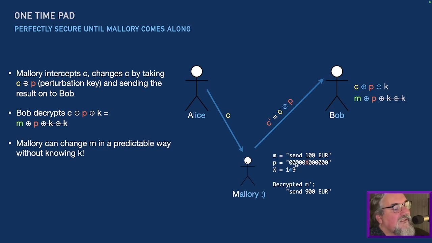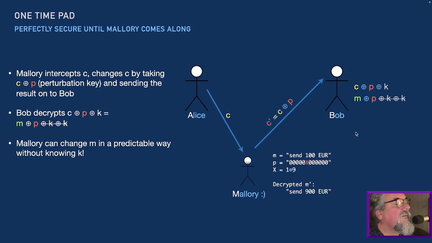Then Mallory can create a bit string with all zeros except in this position where there was a one. Here Mallory creates this perturbation key P. So the perturbation key is all zeros except at the position that Mallory wants to change. So X here, what should it be to be able to change it? Well, you can see the math over here, but you can also intuitively imagine: if the X is ASCII 1 XOR ASCII 9, what happens? You get ASCII 1 XOR ASCII 1 XOR ASCII 9. ASCII 1 XOR ASCII 1 is all zeros, XOR ASCII 9 is ASCII 9. So the message will be changed when decrypted to send 900 euros.